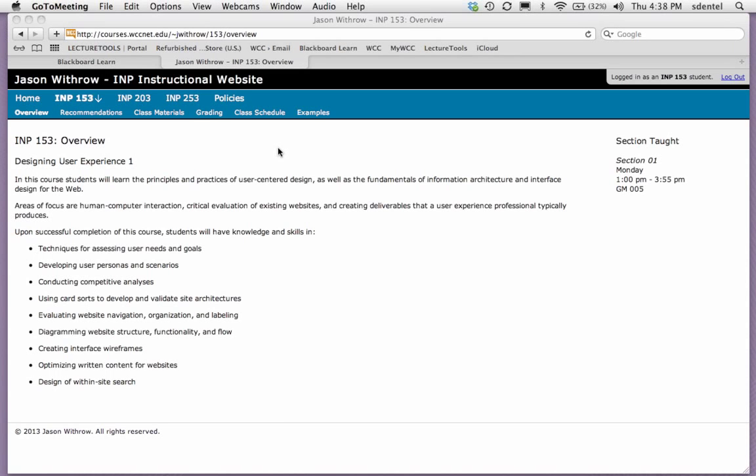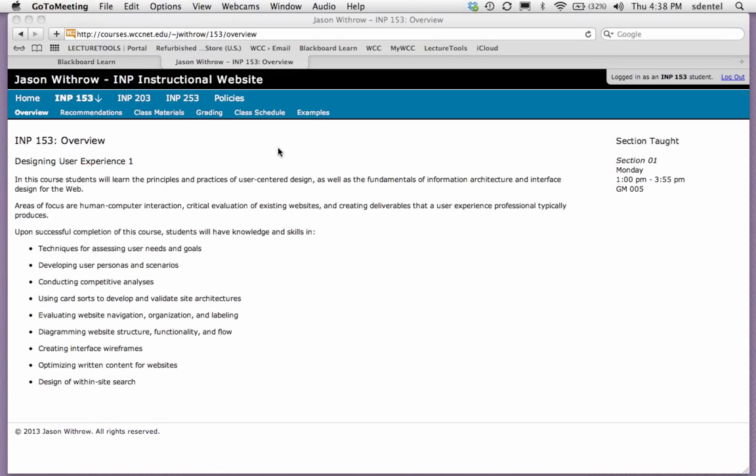And a lot of the course is understanding what makes a good user experience. And sometimes we look at things that are bad and critique them. And other times we're learning best practices and then implementing those along the way. So that's really the nature of this course.